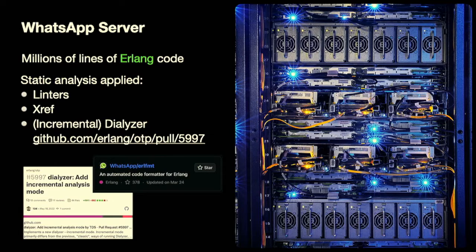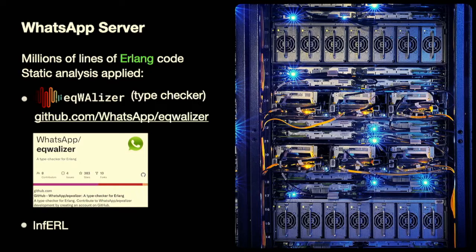So we invested some effort in enabling incremental mode of Dialyzer, which allows us to reuse the intermediate analysis artifacts from base revisions. And later when we do diff analysis, we can reuse those base artifacts. This work we have open sourced and contributed back to the OTP repo. It has already been released together with the recent OTP 26.